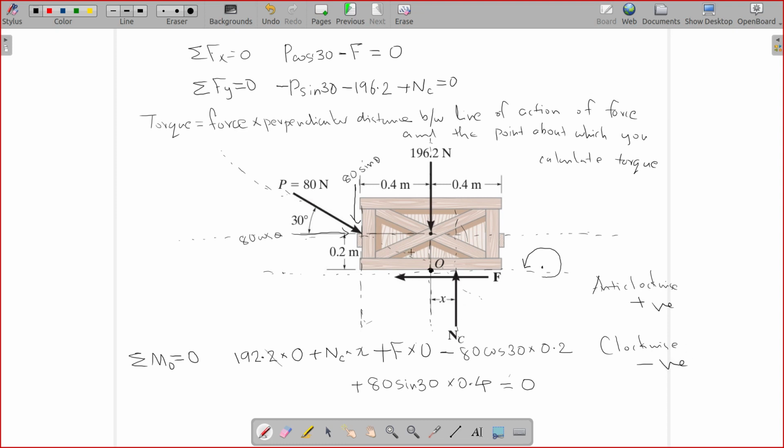So NC was anti-clockwise, so we took it positive. 80 cos theta was clockwise, so we took it negative. 80 sin 30 is anti-clockwise, so we took it positive. So any confusion here? No, sir.